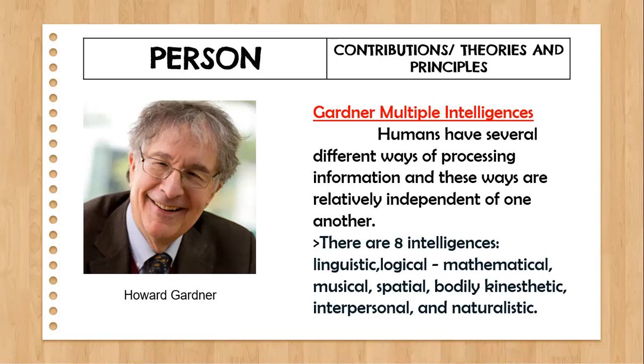We are talking about a person's existence in this vast world, and if he or she believes that he or she exists in this world because of this and that, then he or she can be called an existentialist person. So he believed that humans have several different ways of processing information, and these ways are relatively independent of one another. That is from Howard Gardner. Gardner's Multiple Intelligences is easy to remember because it carries the surname Howard Gardner.